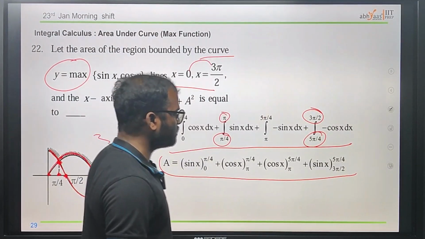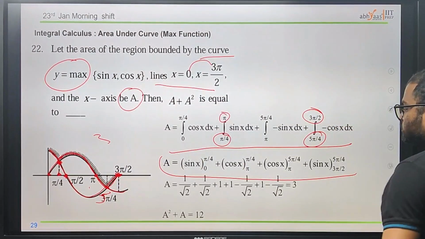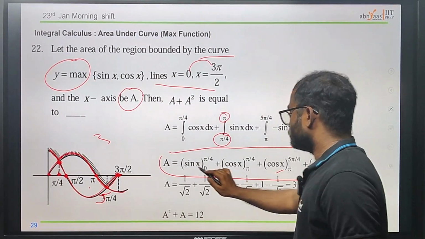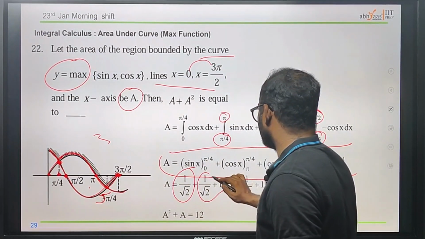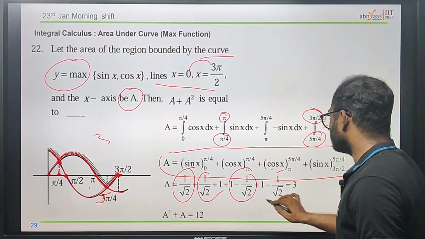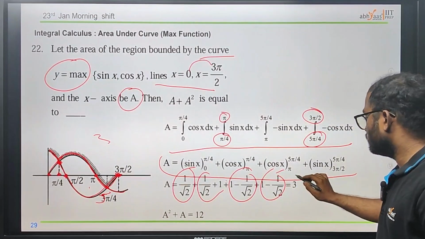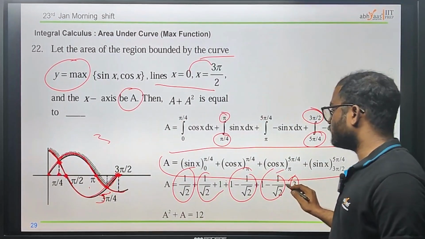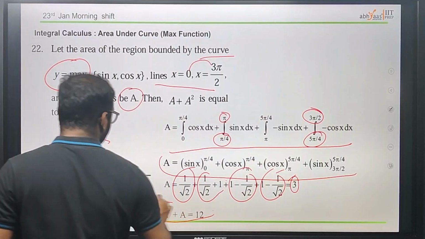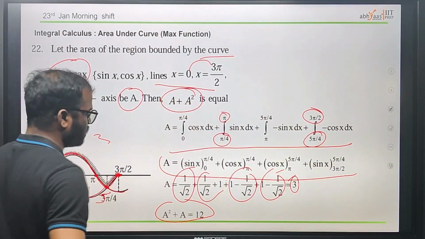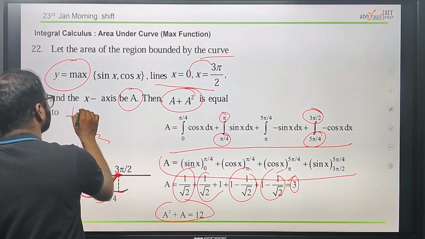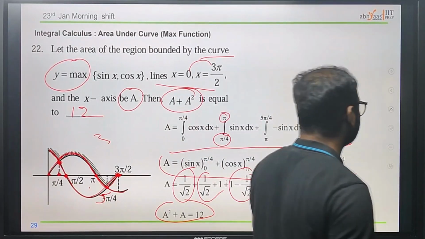Okay, just substituting the limits, we will get the answer, which is 1 by root 2 of this one, 1 by root 2 plus 1 of this one. Okay, and this one as well and this one. After doing some simplifications, it leads to 3. Okay, we got the area as 3, just substituting in place of a plus a square, we got 12 as the answer. Okay, I hope you understood.